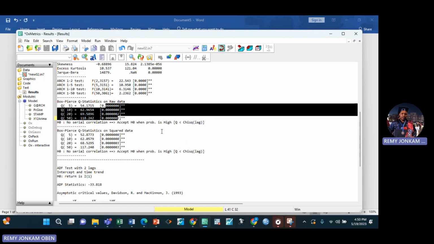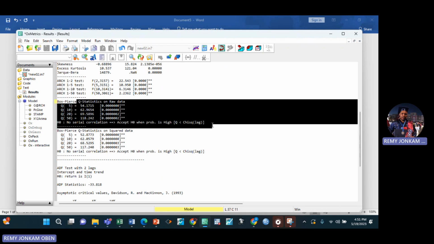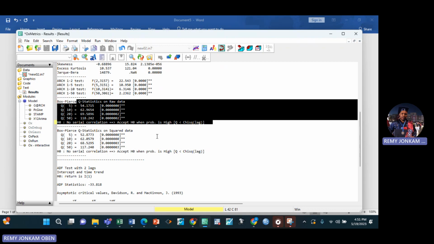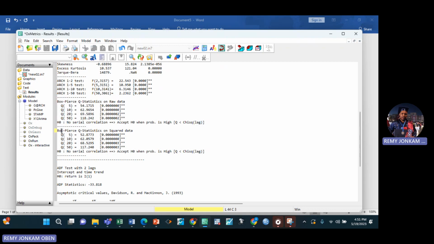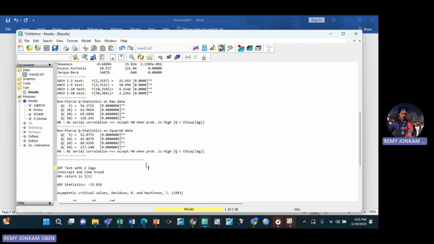Even if we did not find serial correlation in the raw series, it doesn't change anything. Whether there is serial correlation in the raw series or not, it doesn't matter much for us. That's not our concern. What we are really interested in is whether or not there is serial correlation in the volatility series. So we have to focus on the squared data, not on the raw data.